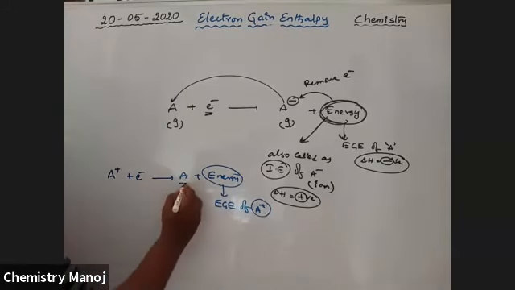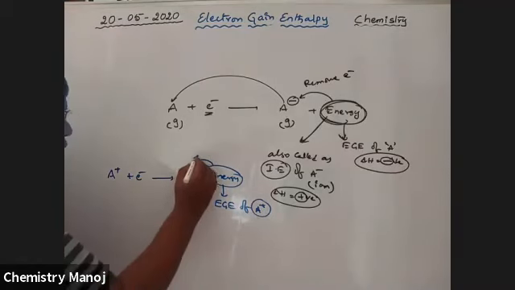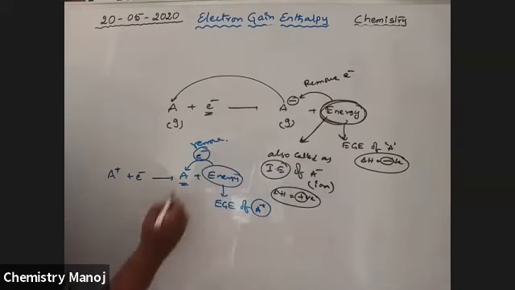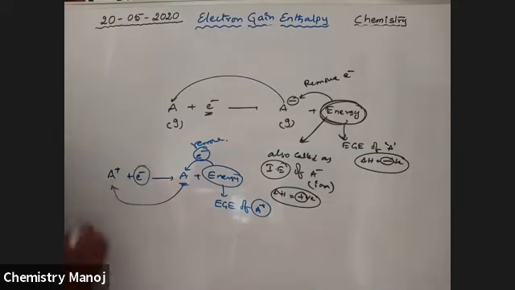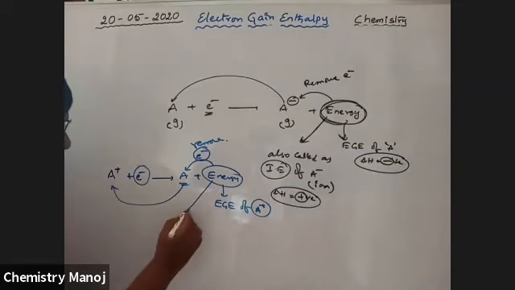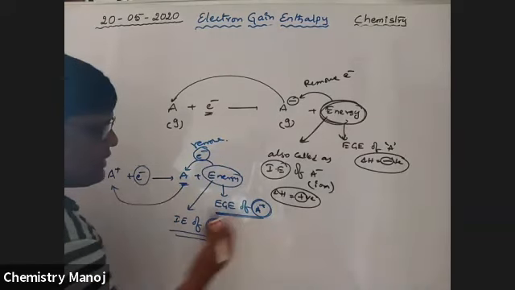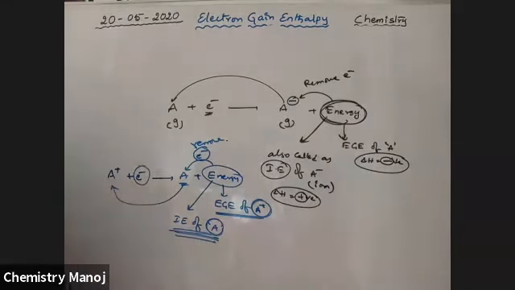Reversing: there is an atom A in the gaseous state. Some energy is used to remove this electron. Now A becomes A plus by losing an electron, and the same energy is called the ionization energy of A. Be careful. That means the electron gain enthalpy of A plus is equal to the ionization energy of A. So this is the way to identify which one is equal to which one.